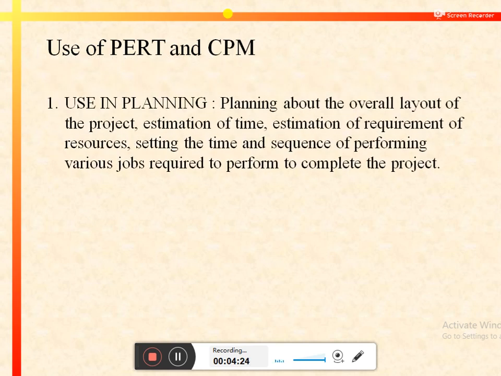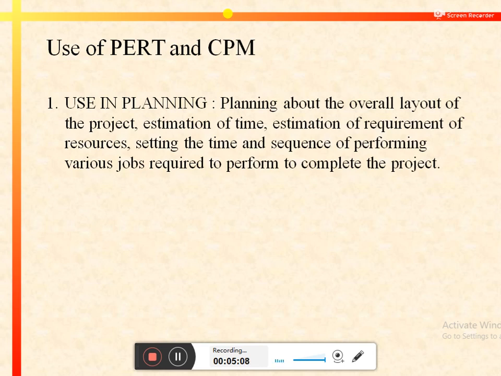First one is the use in planning. PERT and CPM are very useful techniques for planning the overall layout of the project, estimation of time consumed by different activities and by the whole project, estimation of requirement of resources for all the activities, setting the time and sequence of performing various jobs that are required to complete the project.